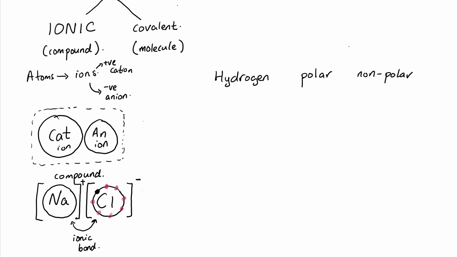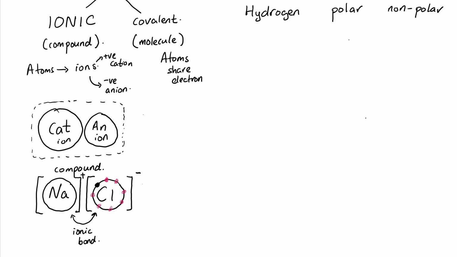Covalent bond happens when atoms share electrons. Covalent bond happens when two atoms have high valence electrons, so maybe they have like 5, 6, 7, and they want to achieve their octet. Basically, have their valence shell filled.